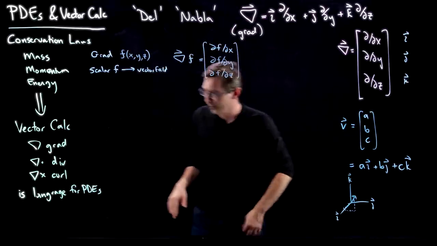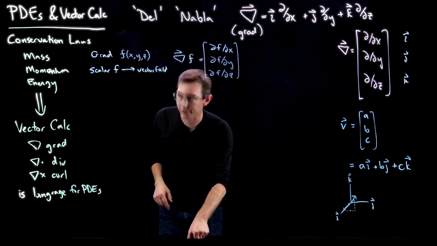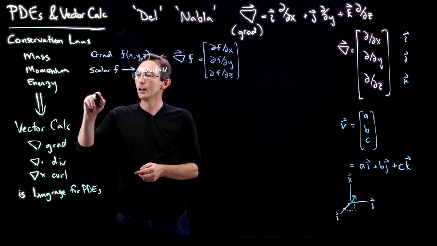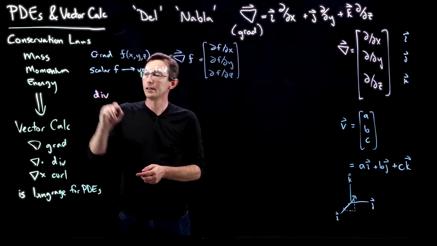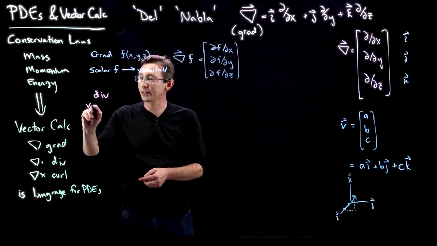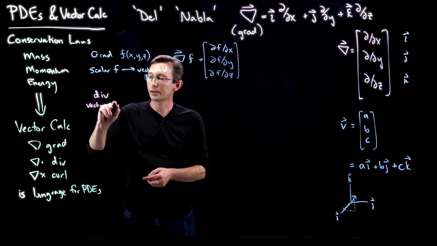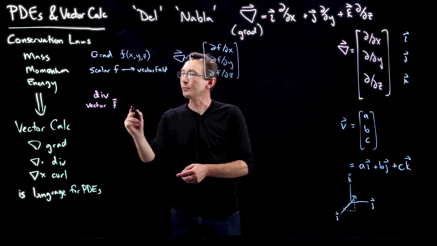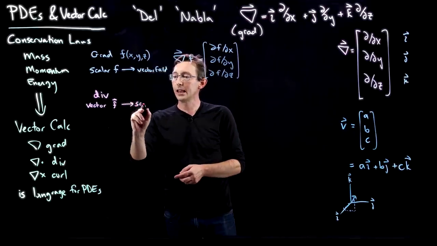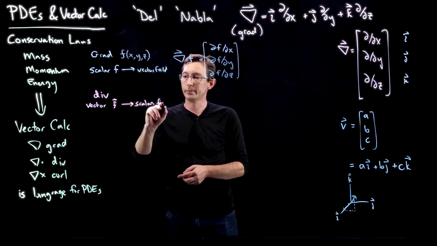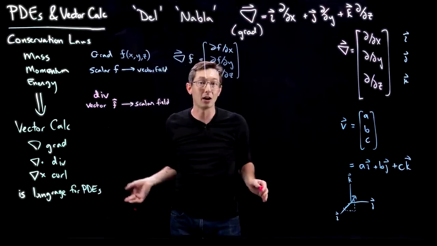The divergence, and I'm just going to alternate colors so it's easy to see, takes a vector f, let's call this vector f, and it returns a scalar field. So it's almost the exact opposite.